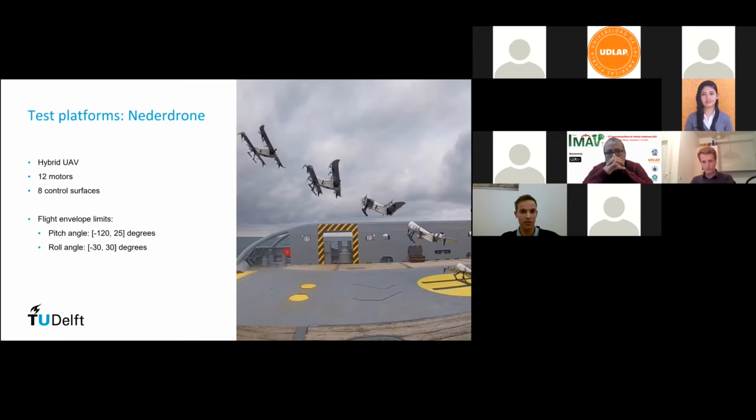The first test platform we use for our experiments is the Nederdrone that has been developed by the IMAV lab. It's a hybrid tail-sitter UAV with 12 motors and 8 control surfaces. The flight envelope is protected in pitch and roll for this hybrid drone.